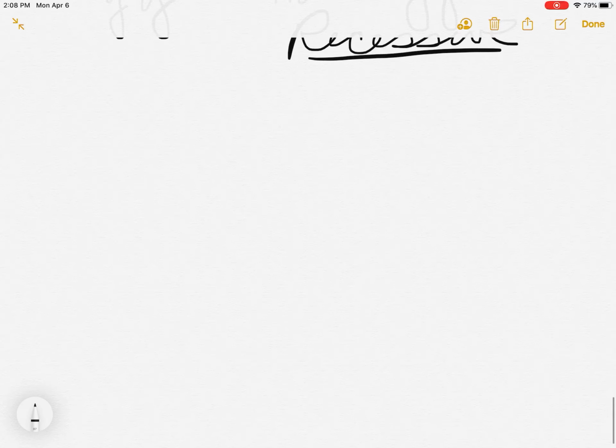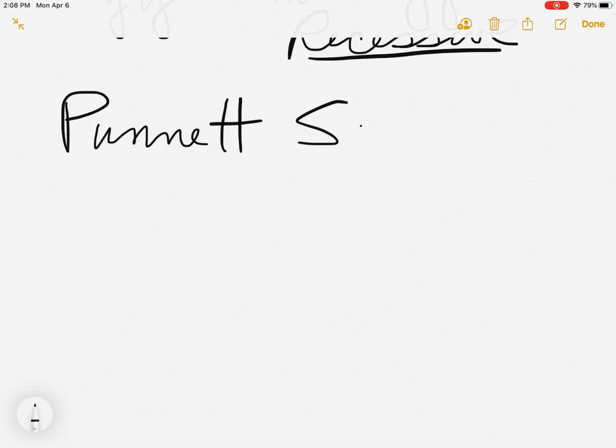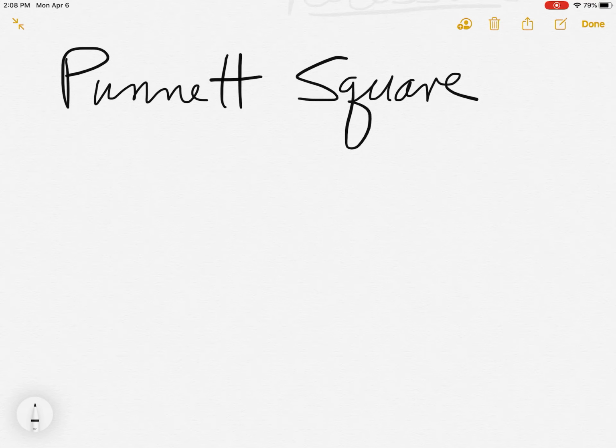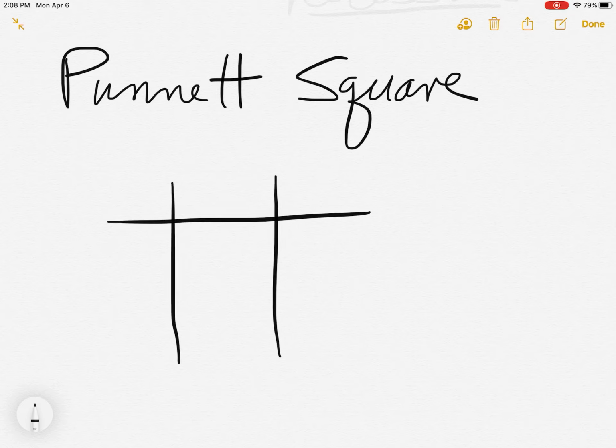The way we cross is we do what's called a Punnett Square. This is named after a fellow by the name of Punnett, who came up with the idea of doing a square. It's really just a chart. It's nothing really fancy, and it looks like this. You draw it like you're going to play tic-tac-toe.